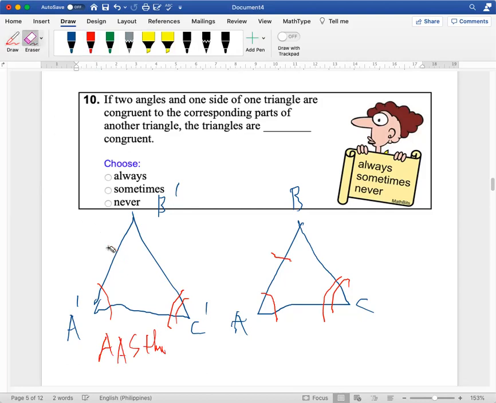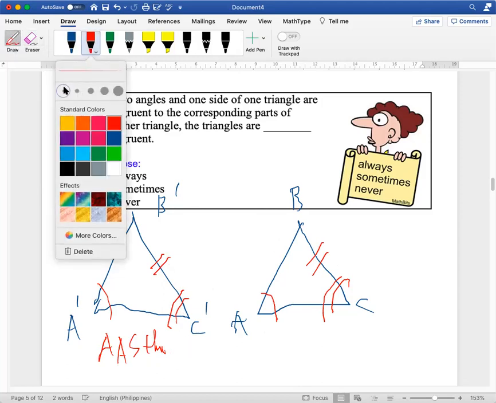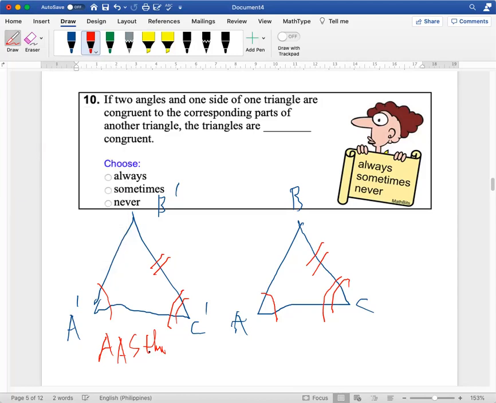Now what if the side is changed to here? Let's consider this side. Let's try another case, case 2. If these two corresponding sides are congruent, and these two corresponding angles are congruent as well, can we say that these two triangles are congruent? Yes, by the same thing. We can use the AAS theorem. So therefore, it's still congruent.